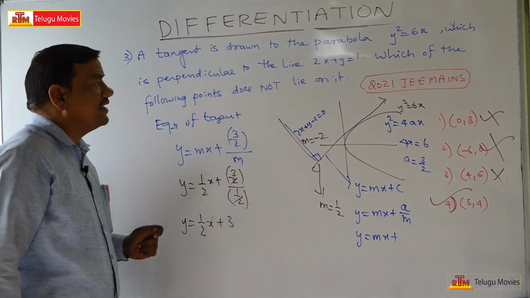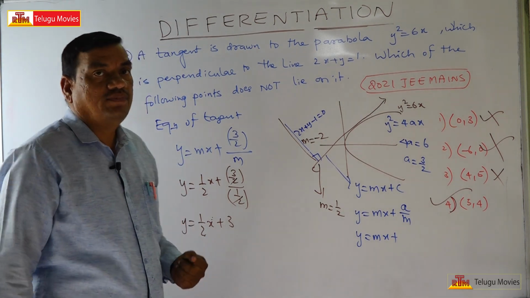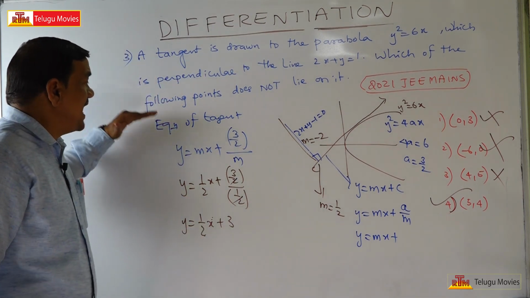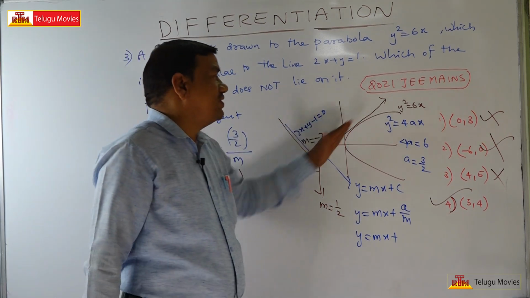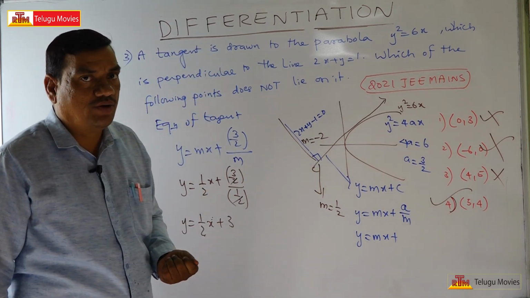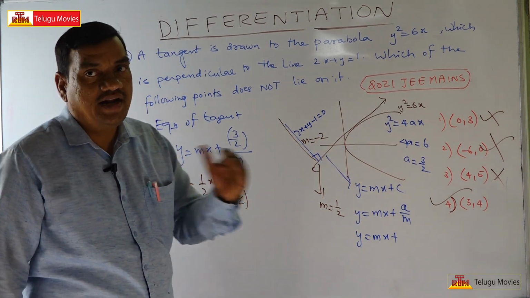So actually speaking, here we did not use any differentiation concept. We did not use differentiation, but we used this tangent concept. What is the slope of the tangent? dy/dx. Okay, like that also we can find it out. I hope that you understand this solution. Let us go for the next problem.